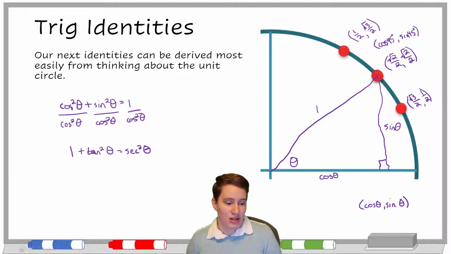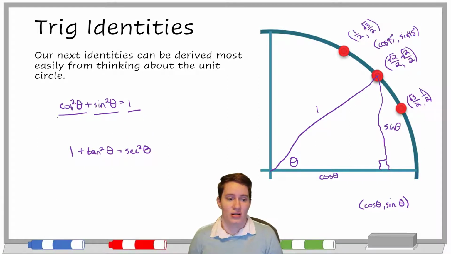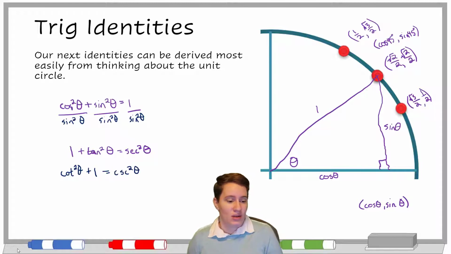To figure out the other identity, because there are 3 of these Pythagorean identities, instead of dividing by cosine squared, we'd divide by sine squared theta. So cosine over sine is cotangent, so this one would be cotangent squared. Sine squared over sine squared cancel but give us 1. And then 1 over sine is equal to cosecant, so this would be cosecant squared. So here are our 3 Pythagorean identities written how they normally are once I erase this.